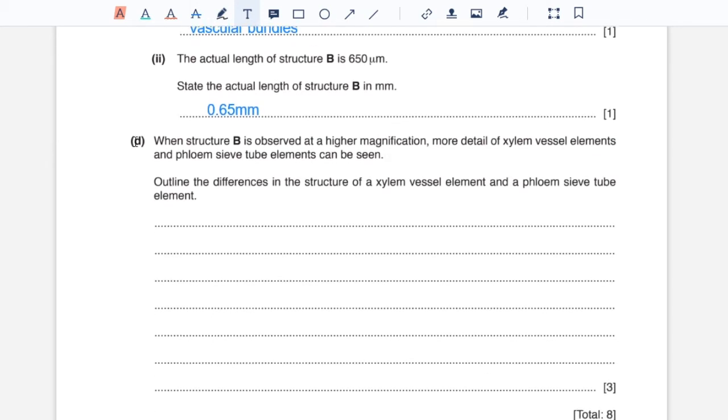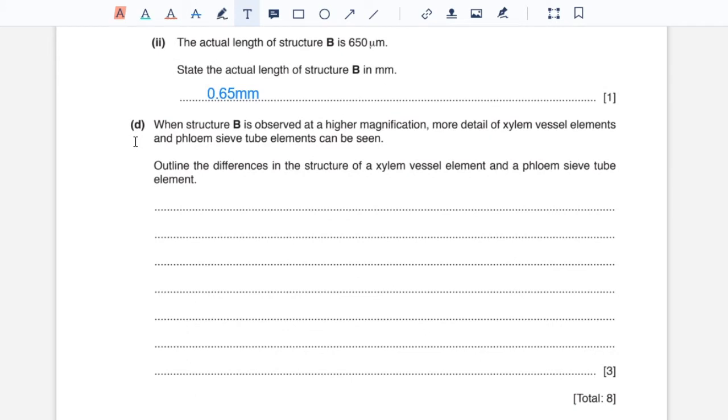D. When the structure B is observed at a higher magnification, more detail of xylem vessel elements and phloem sieve tube elements can be seen. Outline the differences in the structure of a xylem vessel element and a phloem sieve tube element. So the xylem vessel transports water and minerals, and the phloem sieve tube is specialized to transport assimilates, and so they would have differences in their structures.